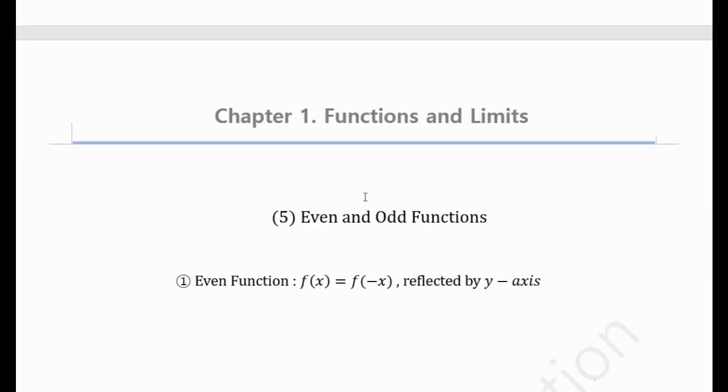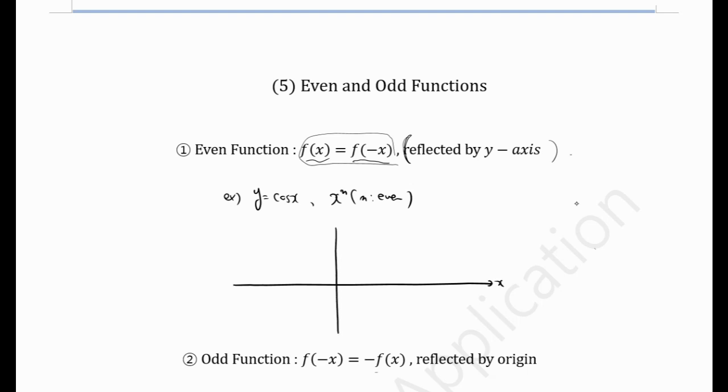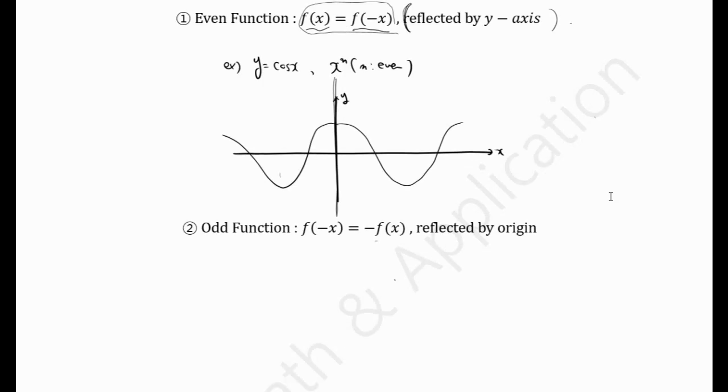And we also define even and odd functions. The definition of an even function is f(x) equals f(minus x). When we graph an even function, the graph is reflected by the y-axis. Examples of even functions are the cosine function or a polynomial function where n is even. The cosine function is on x and y, and this is the cosine function. This is reflected across the y-axis. This is an even function.